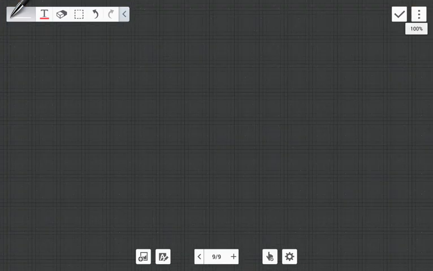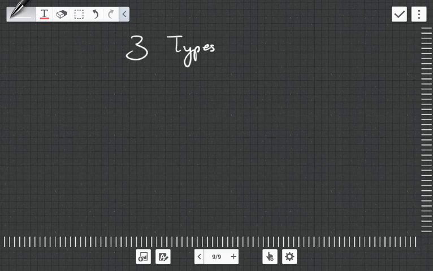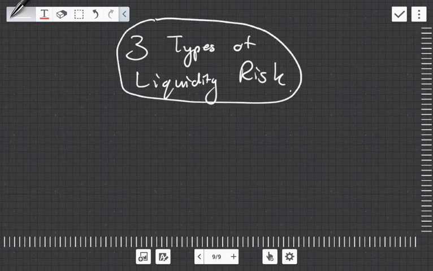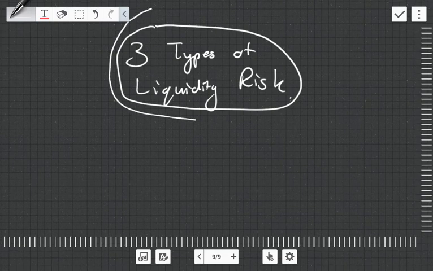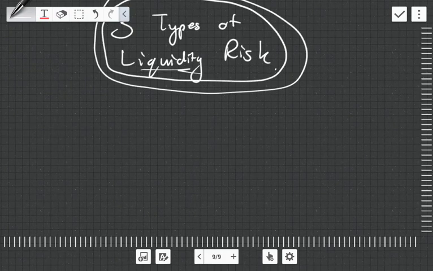What we're going to be doing in this video is looking at the three types of liquidity risk. Tomorrow I'm going to make a video on liquidity risk elasticity, which is a difficult word to pronounce, where we're going to be looking more at the mathematics behind liquidity risk. But here I just want to look at the three types.